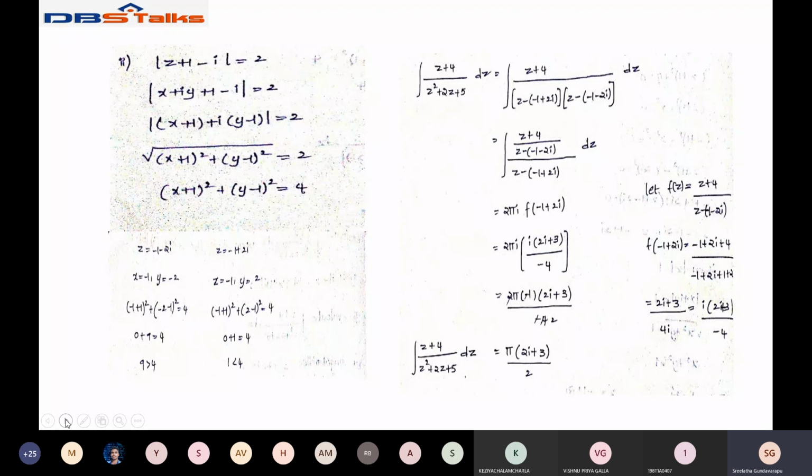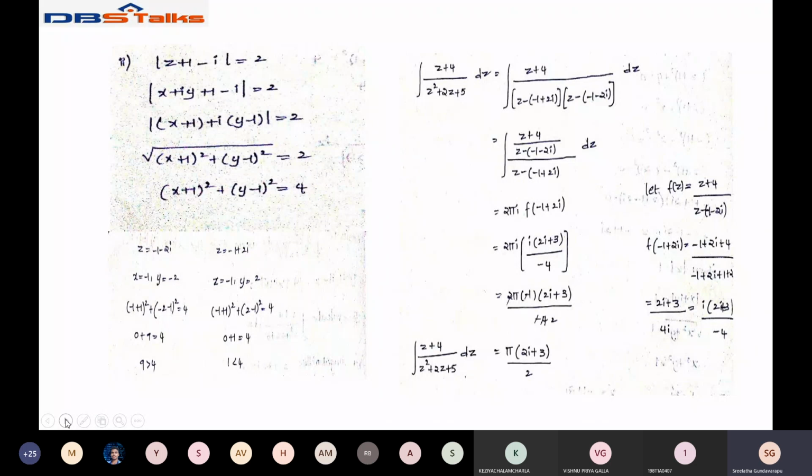So this integration is in the form of the integral of f(z)/(z−a). Here f(z) = (z+4)/(z−(−1−2i)) and a = −1+2i. By using Cauchy's integral formula, the result is 2πi times f(a). Here a means −1+2i.